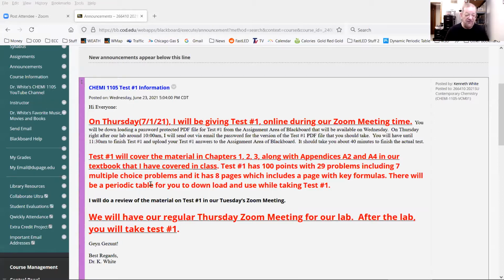And it has 7 multiple choice. Dr. White doesn't like it. It has 8 pages, and the last page, as you've seen, will have important information. That file is already available on Blackboard in lecture, and there'll be a periodic table, the green one, as you've seen, for you to download if you haven't already.